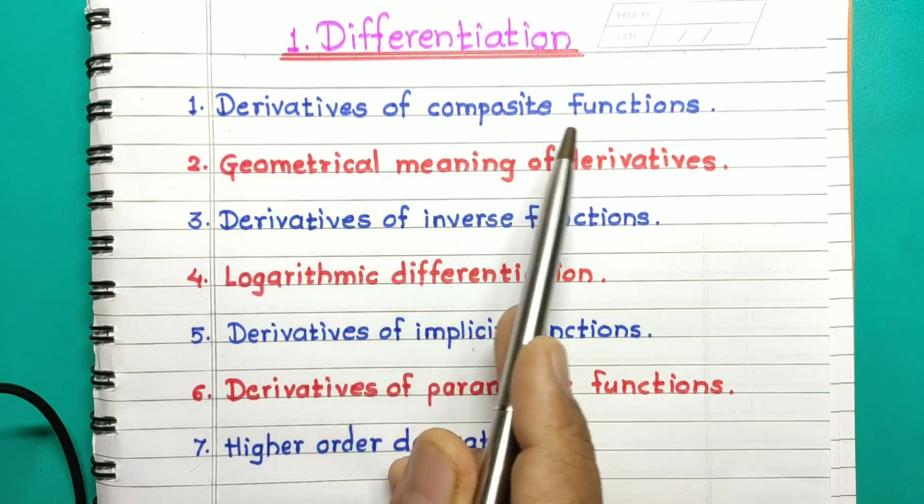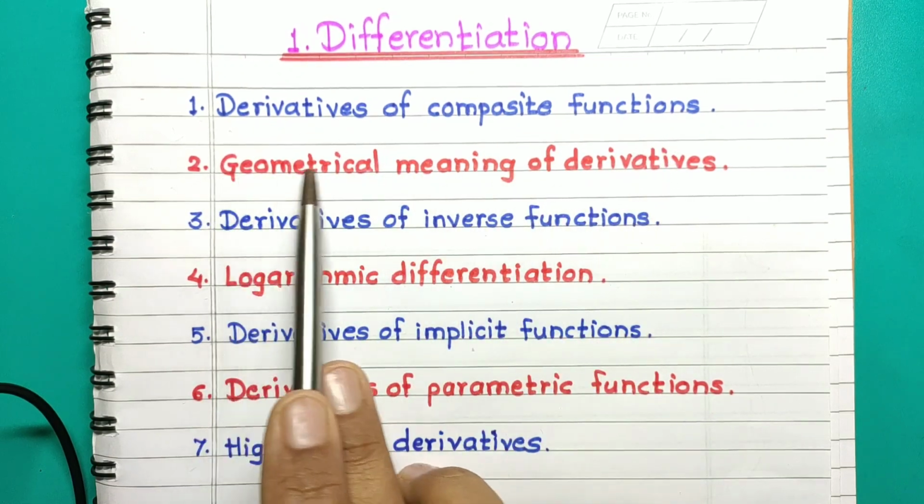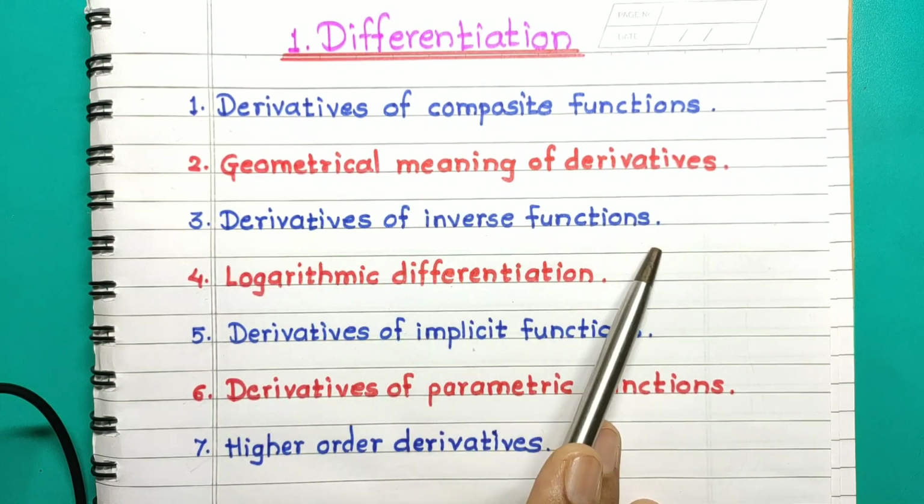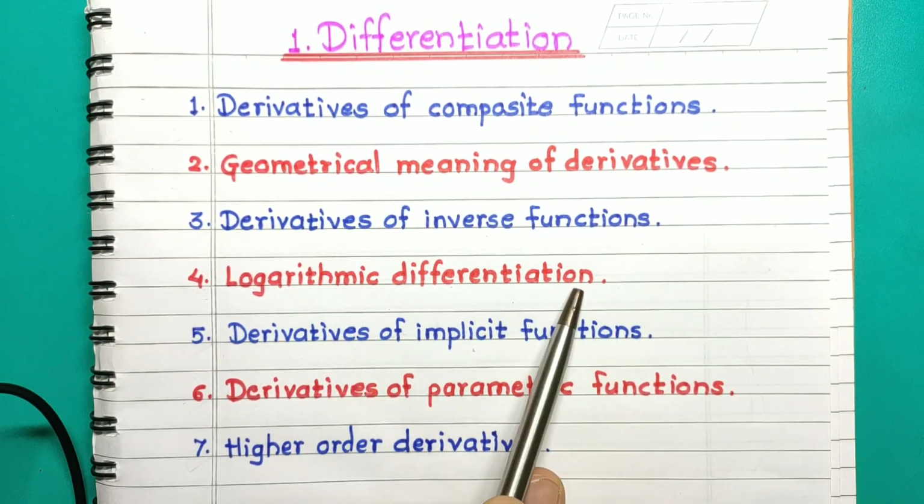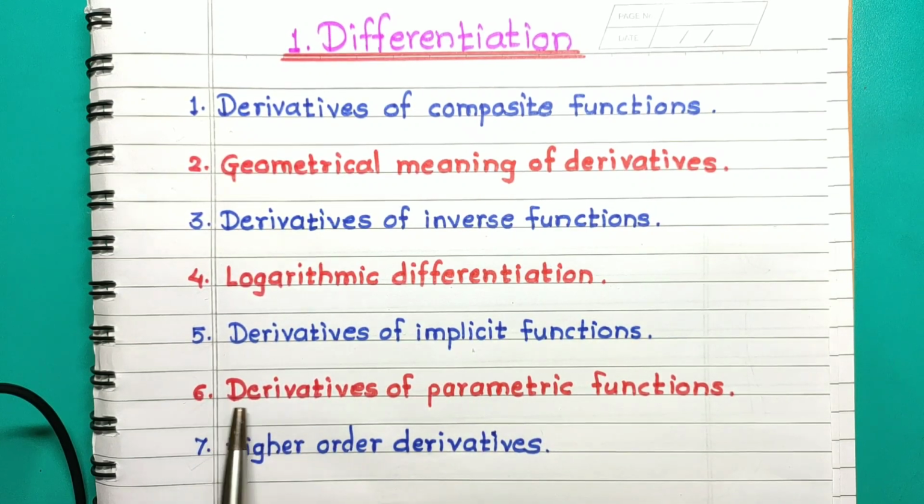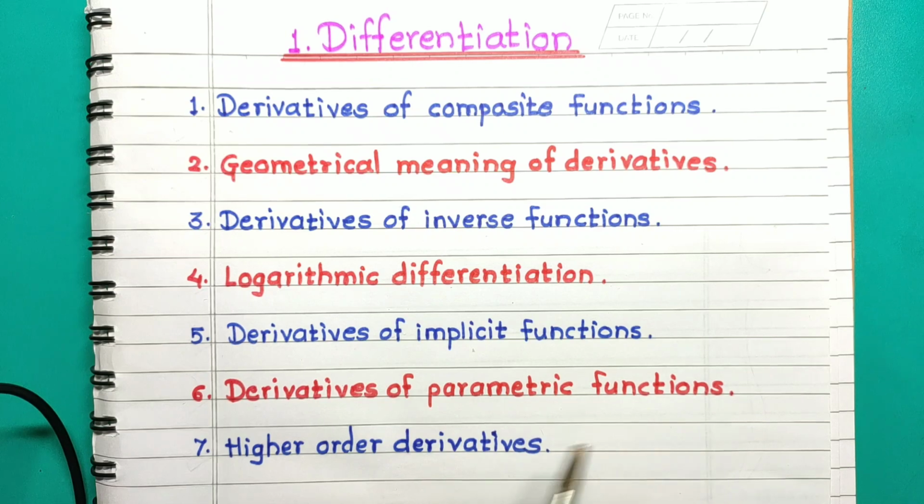First is derivatives of composite functions. Second, geometrical meaning of derivatives. Third, derivatives of inverse functions. Fourth, logarithmic differentiation. Fifth, derivatives of implicit functions. Sixth, derivatives of parametric functions. And last, seventh, higher order derivatives. These are the subtopics that we are going to learn in the upcoming sessions.